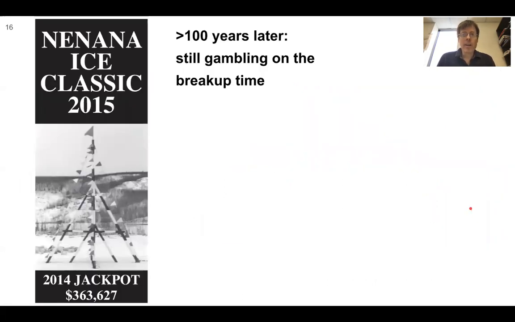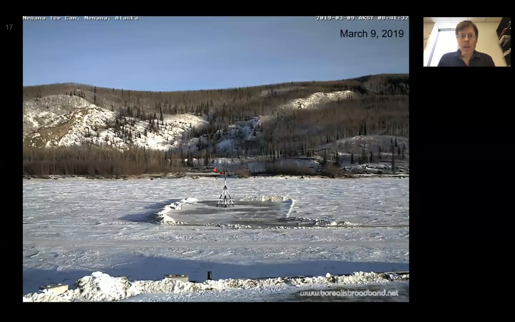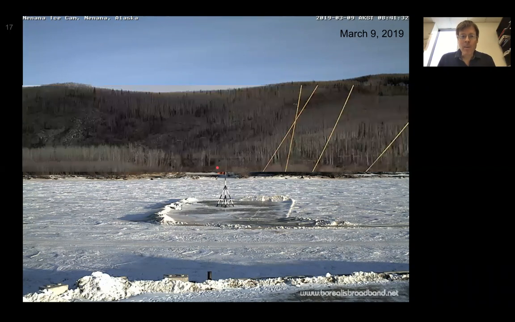And 100 years later, people are still gambling on the breakup time. You can see on the brochure for 2015, the jackpot was $360,000. So kind of an interesting Alaska tradition. We look at a few shots. This is from the live cam, March 9th, 2019. As I said, this turned out to be the earliest ever breakup. This is what the tripod looks like. You could screen capture this. So you get an idea of what this is about.